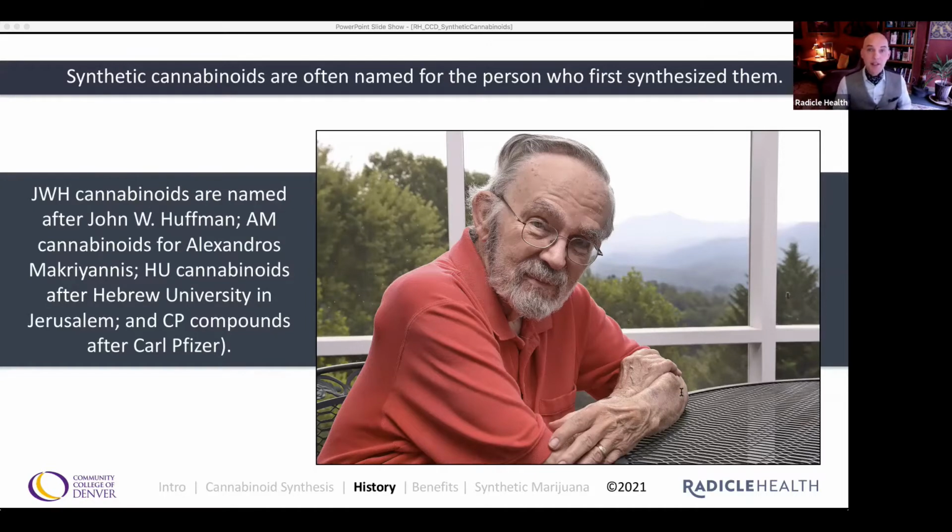AM cannabinoids are named after Alexandros Makriyannis. HU cannabinoids are named after Hebrew University. These are cannabinoids that were created by Raphael Mechoulam and his team at Hebrew University. CP compounds, those were synthetic cannabinoids that were made at Pfizer. It stands for Carl Pfizer.